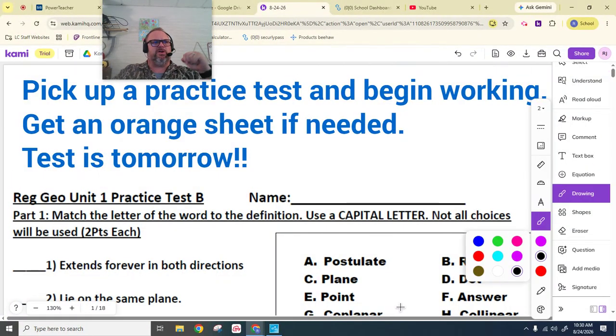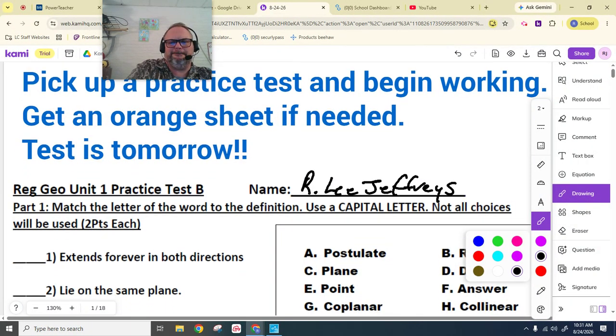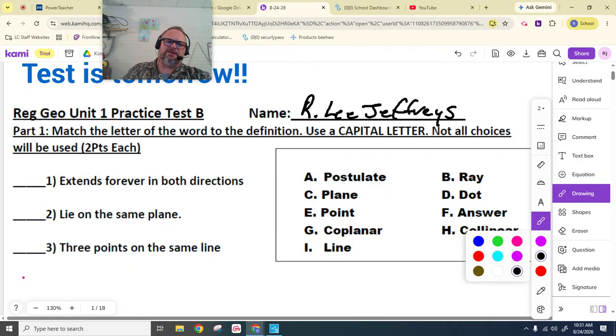So we're going over our last practice test, our last day of review for our test that's tomorrow. Match the letter of the word to the definition. Use capital letters. Extends forever in both directions. It would be I. It's a line. Number 2, lie on the same plane. G, coplanar.